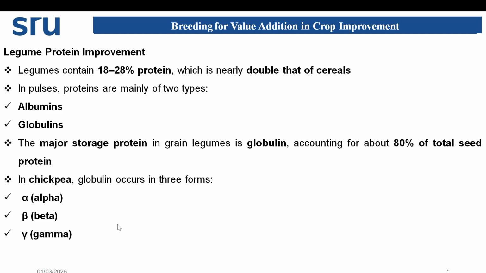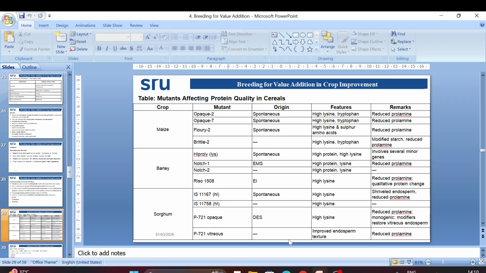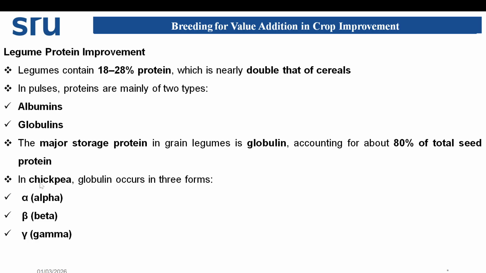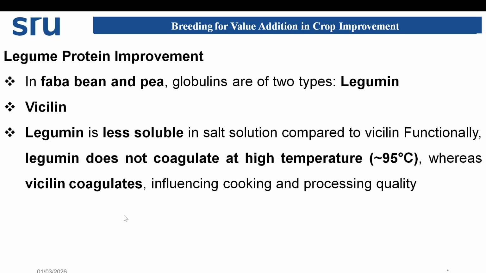Next we will see legume protein improvement. Legumes contain 18 to 28% protein, which is nearly double that of cereals. In pulses, proteins are mainly of two types, albumins and globulins. The major storage protein in grain legumes is globulin, accounting for about 80% of the total seed protein. In chickpea, globulin occurs in three forms: alpha, beta and gamma.